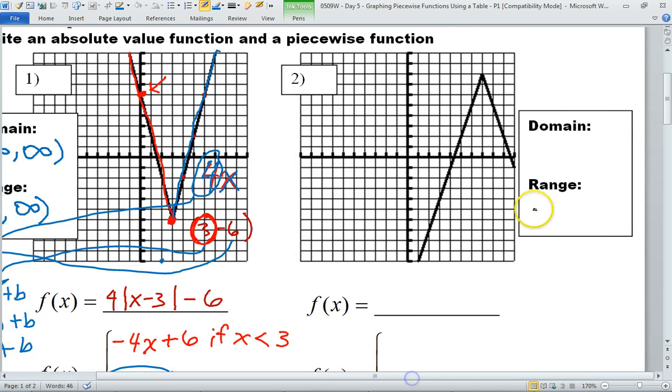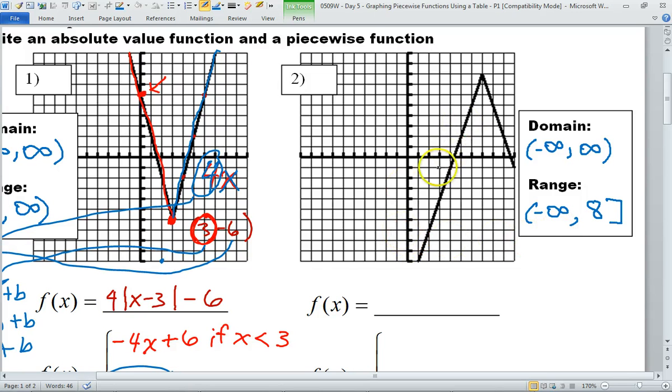As long as we're rolling on domain and range, what's the domain and range for this next problem? Still negative infinity to positive infinity. What about the range? Negative infinity, because we go from the bottom to the top, 8. Negative infinity to 8. Any questions on where these domain and range are coming from?